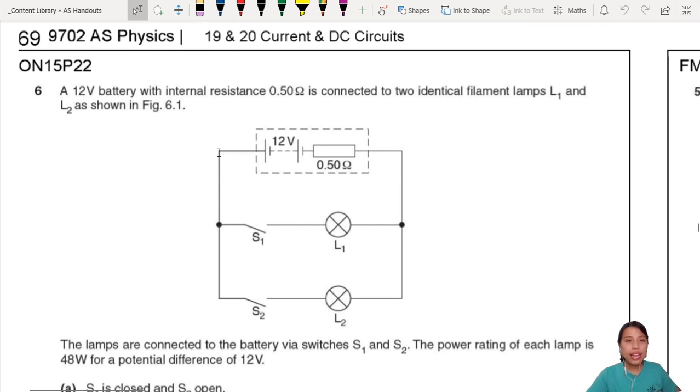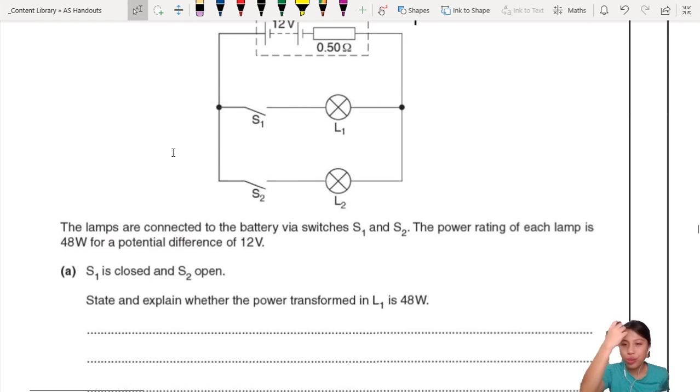We have a 12 volt battery with internal resistance. Oh, internal resistance has struck again. Connected to two identical filament lamps, L1, L2. And they have two switches, S1, S2. The power rating of each lamp is 48 watts for a potential difference of 12 volts.